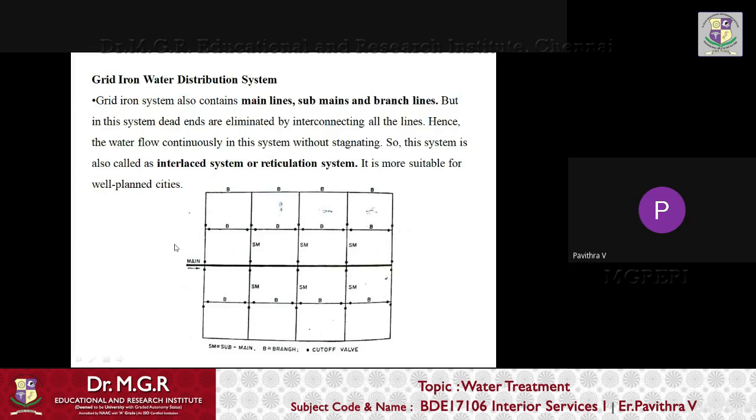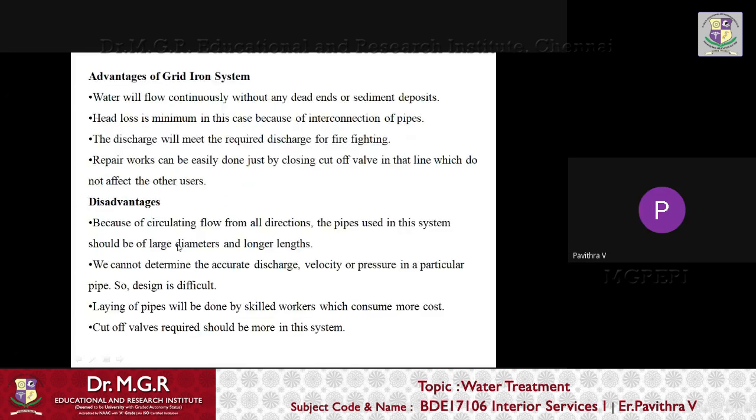We will move on to the next slide. So that is advantages and disadvantages. Water will flow continuously without any dead ends or sediment deposits. Head loss is minimum in this case because of the interconnection of pipes. The discharge will meet the required discharge for firefighting.